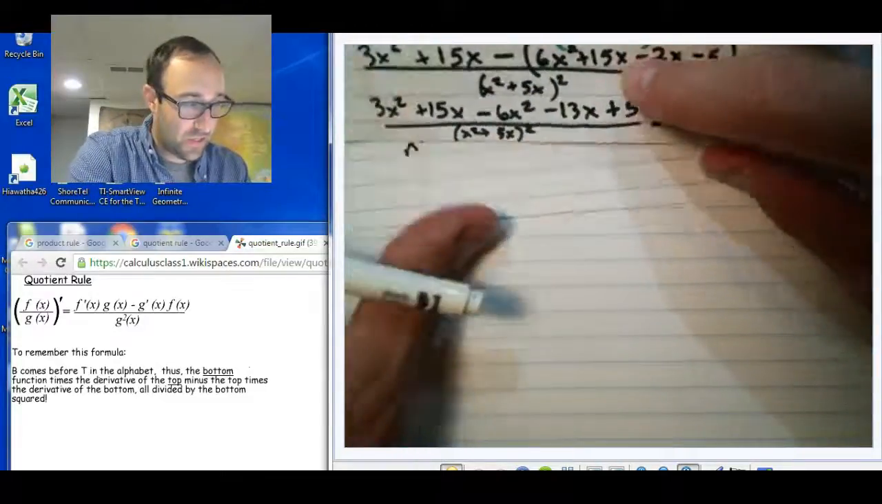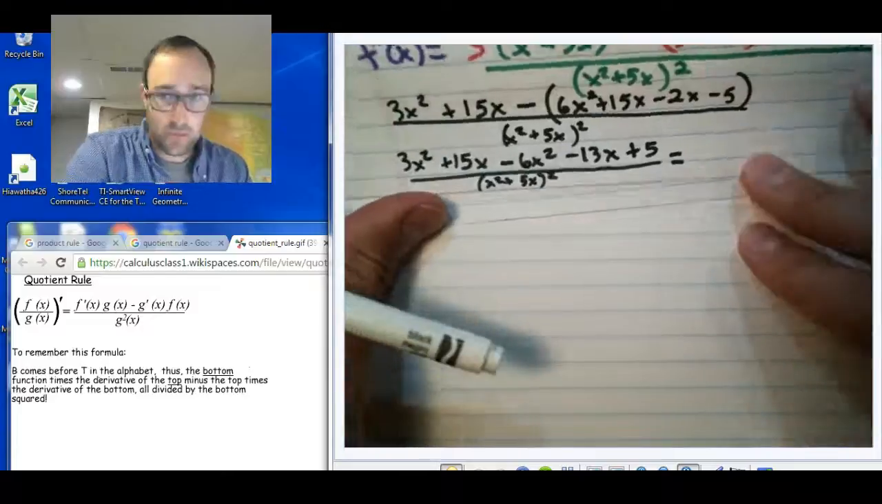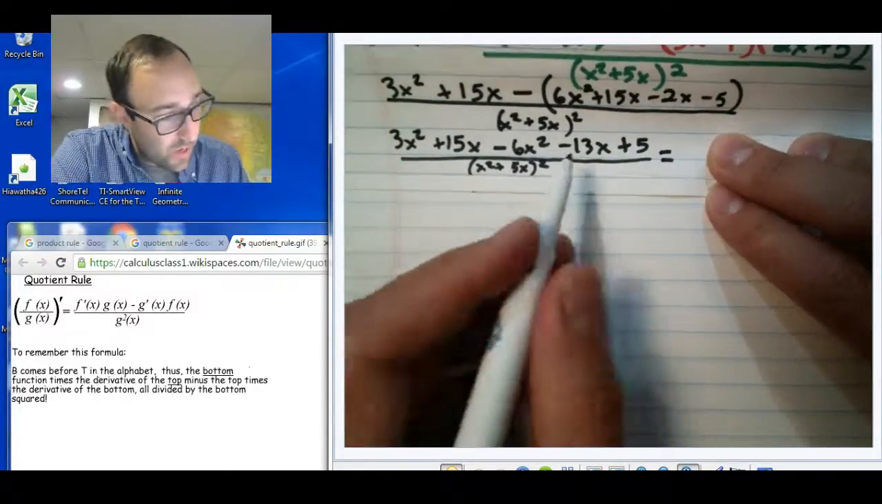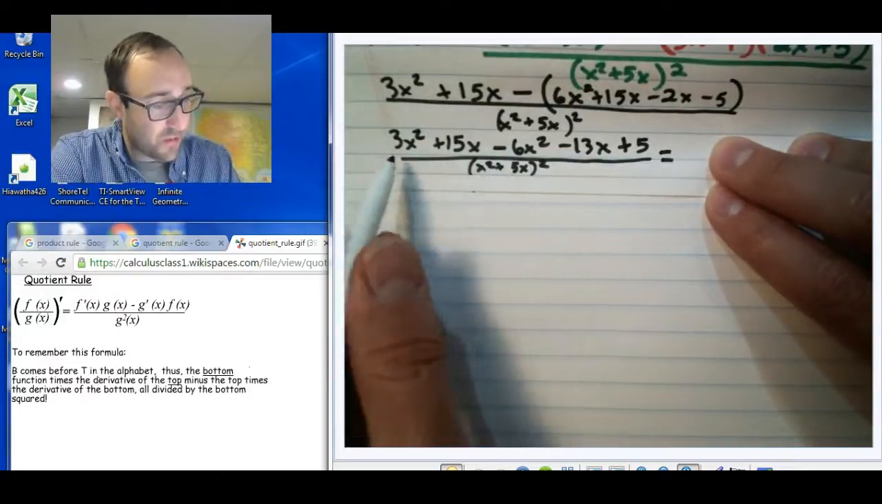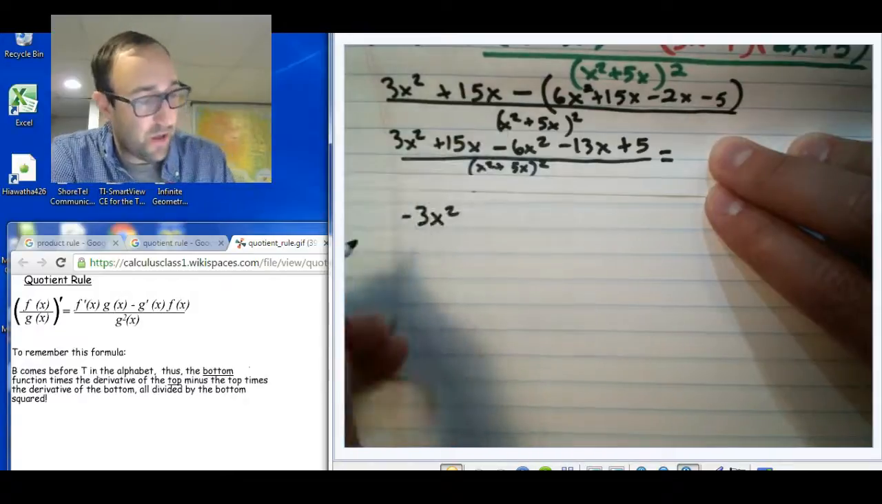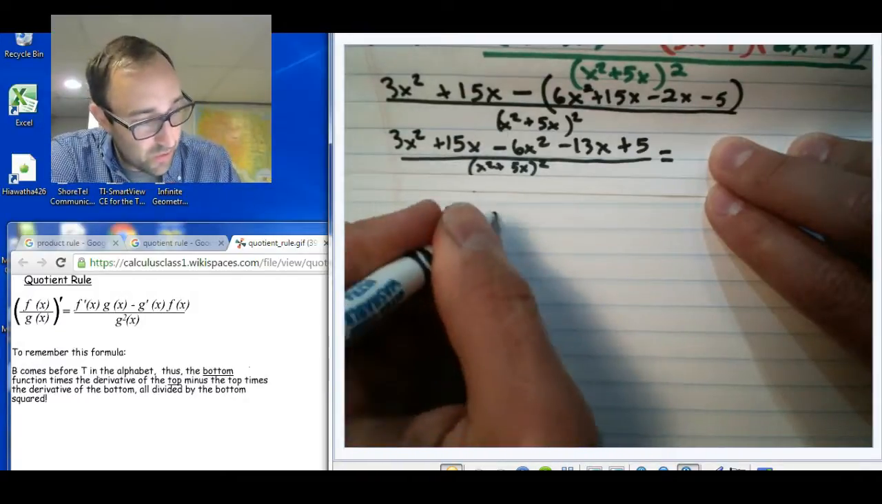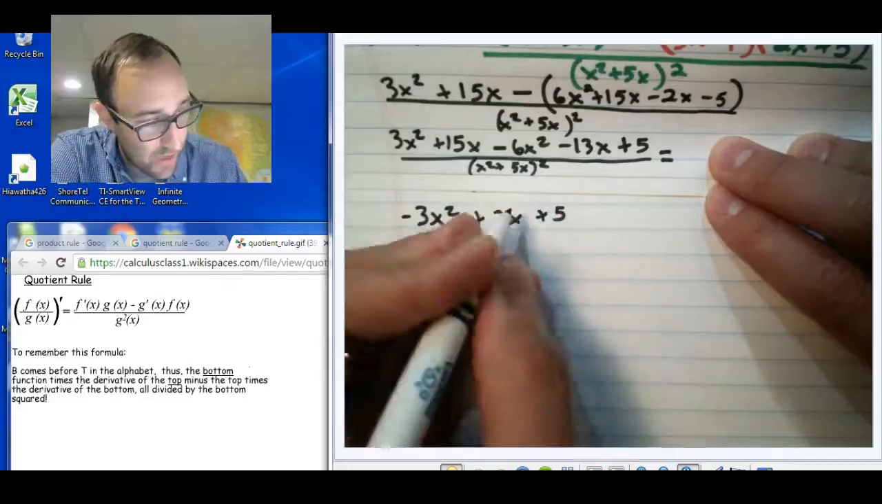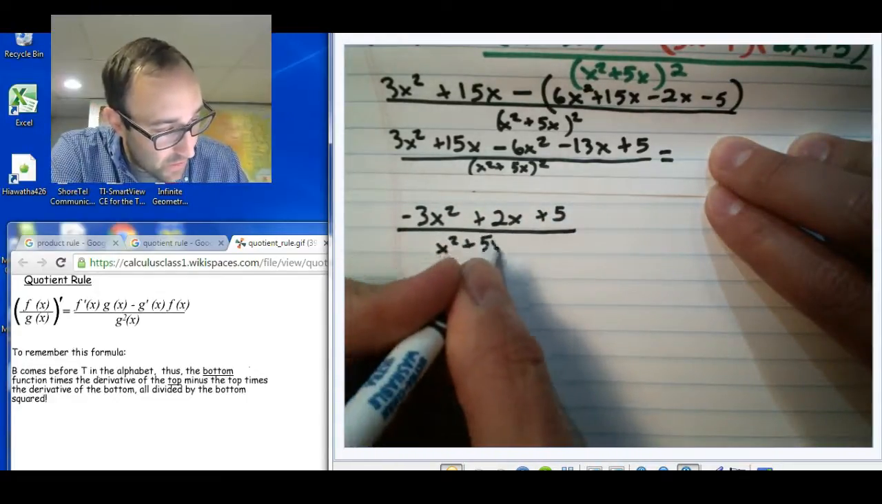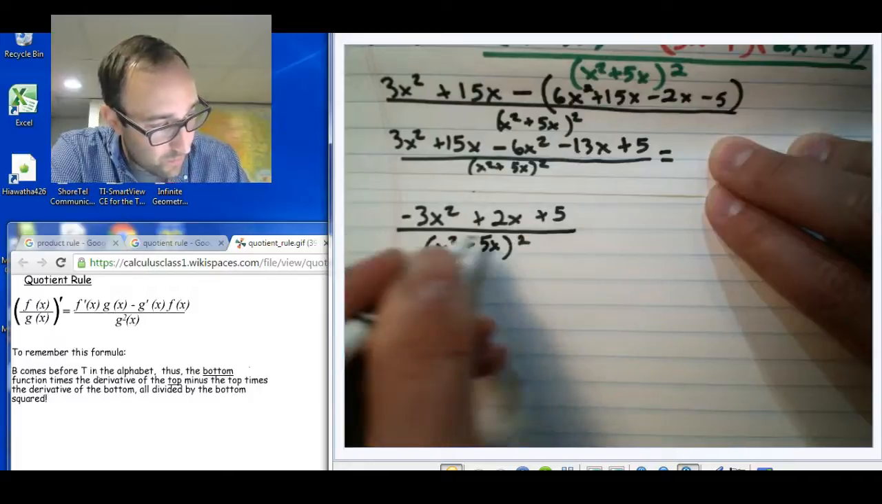So now combining my like terms, I've got 3x squared minus 6x squared, which is negative 3x squared. 15x minus 13x is plus 2x, plus 5, and that's all over (x squared plus 5x) squared.